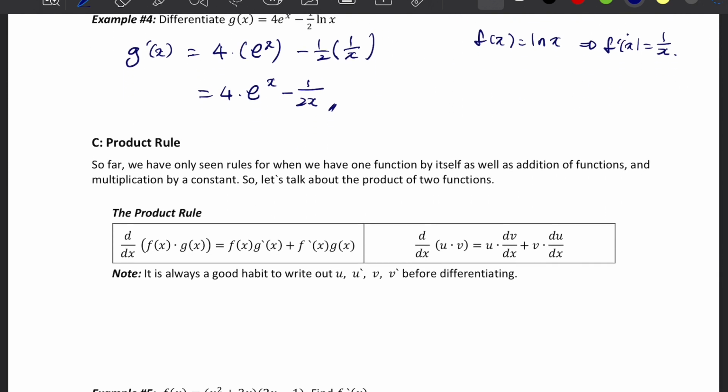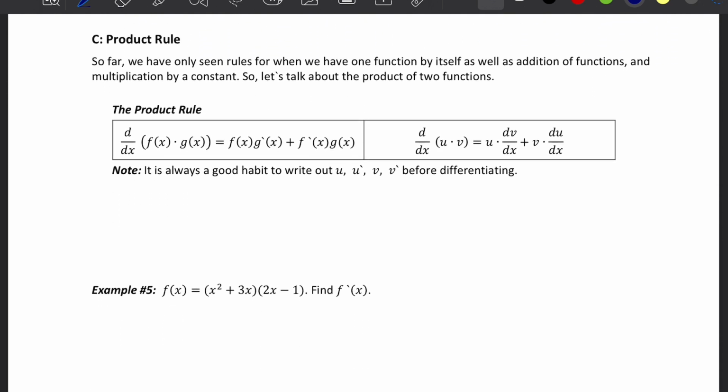Then let's talk about the product rule. The product rule is very useful when we have one function multiplied by another function. Once again, it is useful when you need to take the product of two functions. Simply, if one function f of x is multiplied by another one, like g of x, then we have to find the derivative of f of x and g of x separately, and then we have to recombine them.